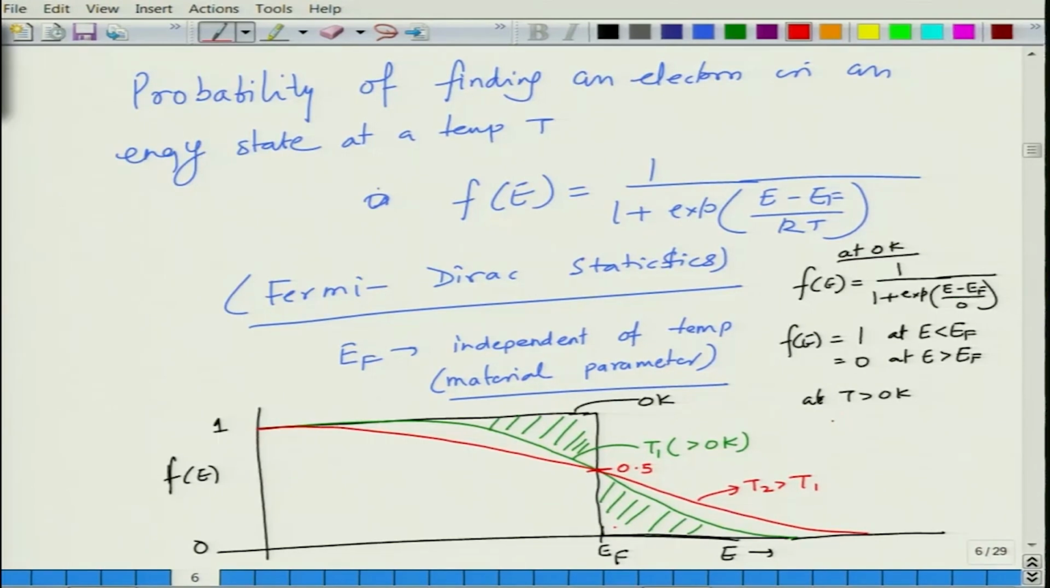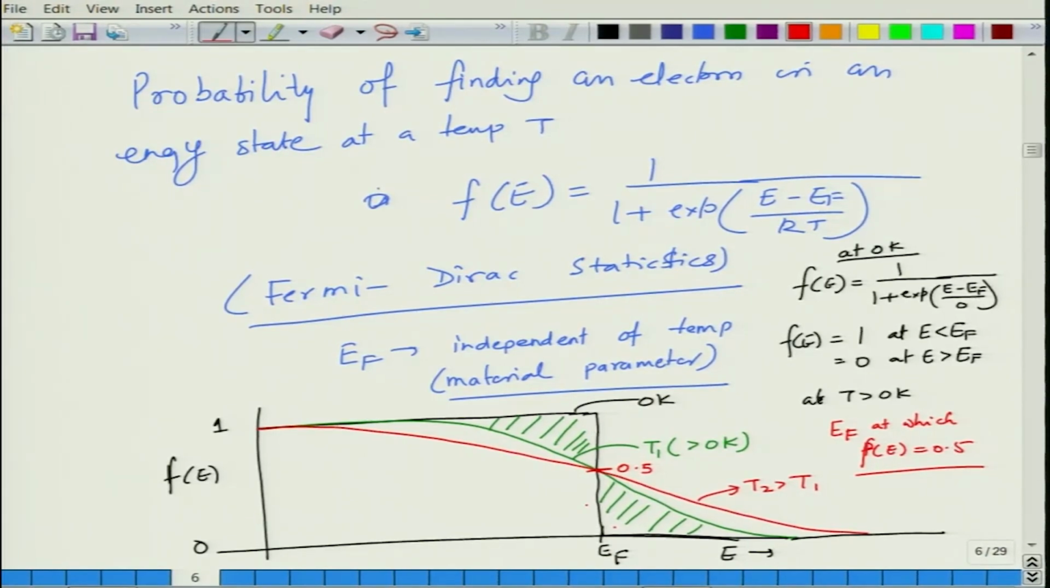So basically EF is the energy at which Fe is equal to 0.5. So Fermi level is defined as an energy level at which the probability of occupation of an electron at any temperature is 0.5. So that is the definition of Fermi energy.